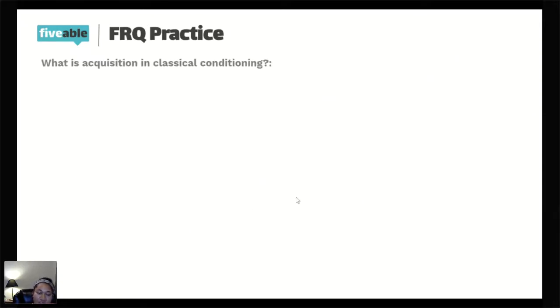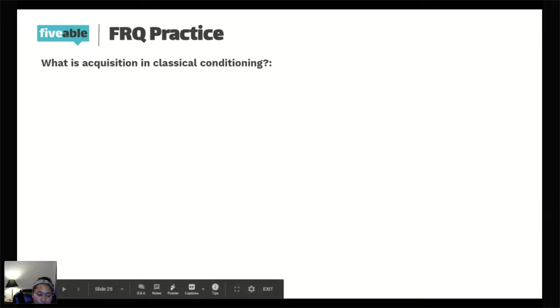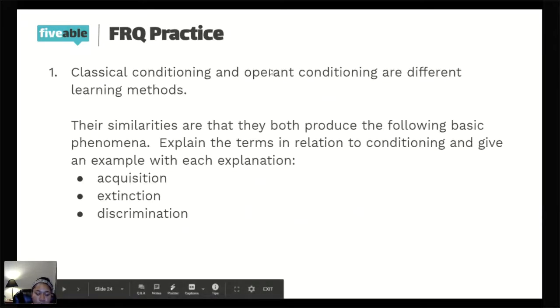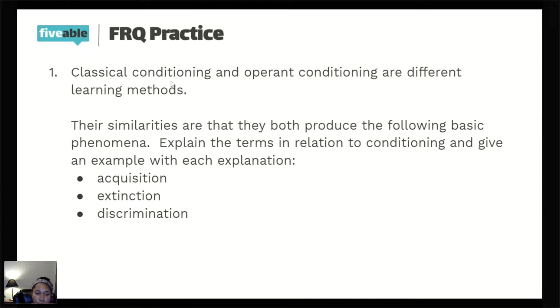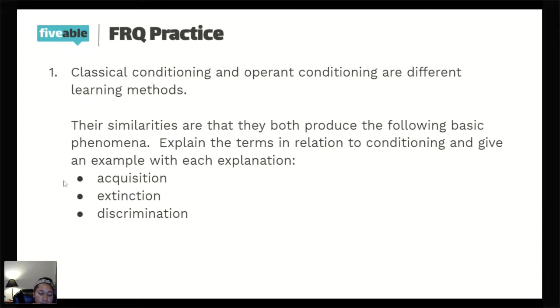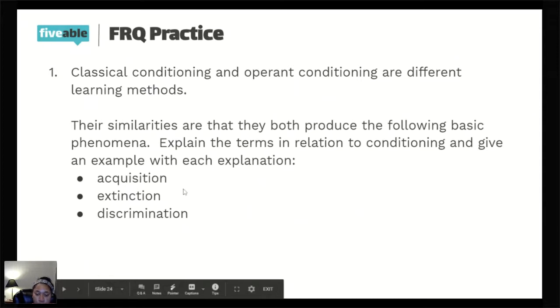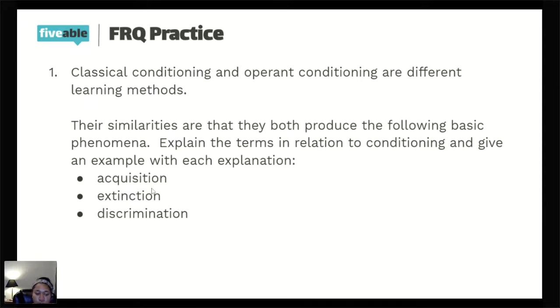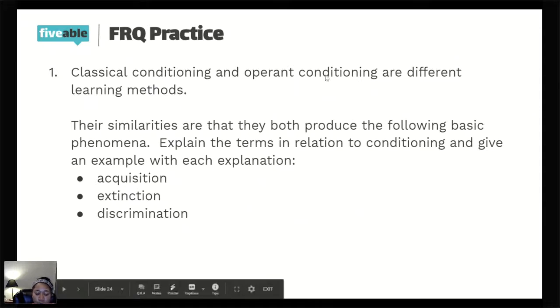All right, so what is acquisition in classical conditioning? Because remember, they want us to explain using both methods. So classical and operant both produce the same phenomena. Both operant and classical conditioning produce acquisition, extinction, and discrimination, but we want to explain the differences between the two, and also provide an example for each within classical and operant conditioning.